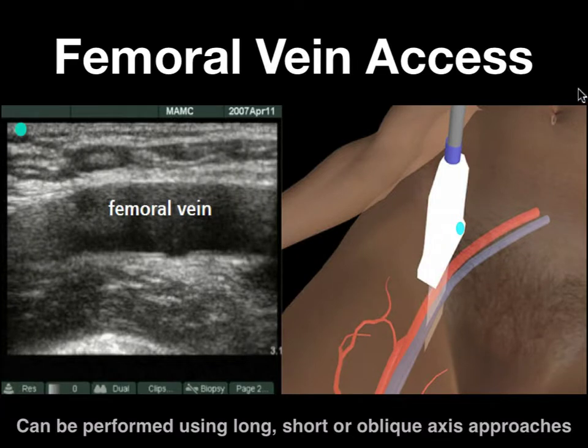Now, femoral vein access could be done using either in-plane or out-of-plane techniques. You could use an in-plane long axis approach. You could also use an in-plane oblique axis approach, or you could use an out-of-plane short axis approach. So you've got a lot of flexibility here with the femoral vein.